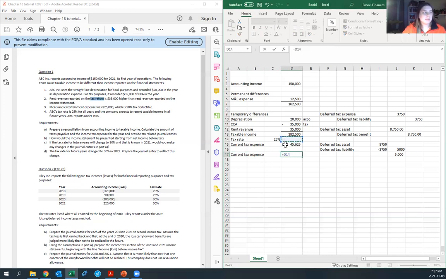This amount, the $45,000. You're going to have a deferred tax asset for $5,000. You're going to have income tax payable for $45,000, and you're going to have a deferred tax benefit of $5,000.